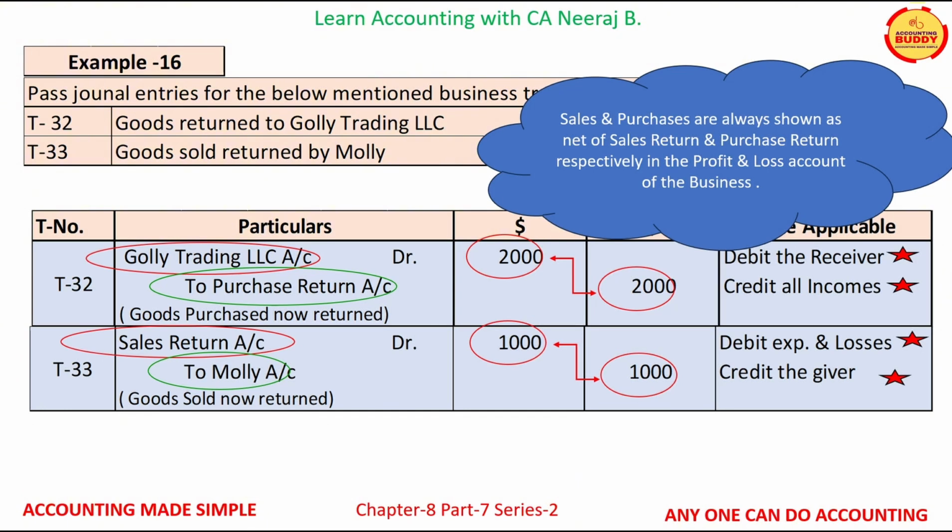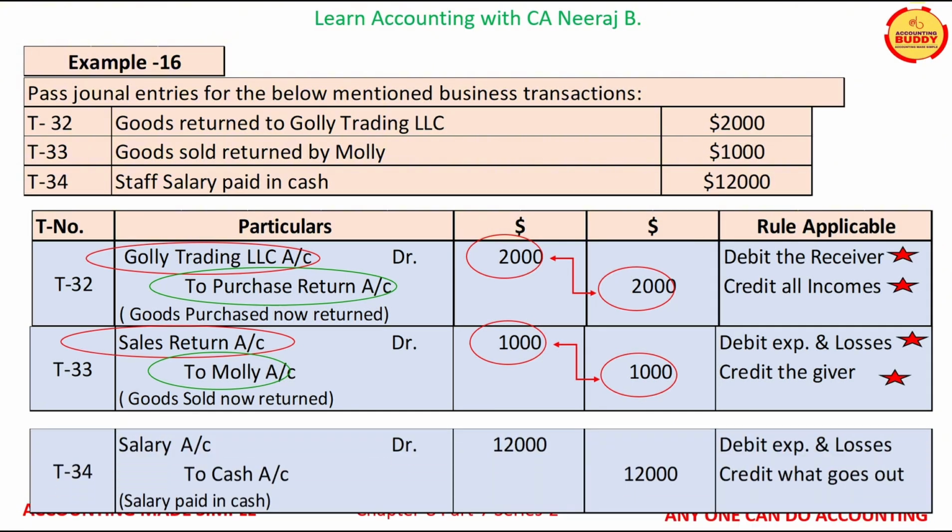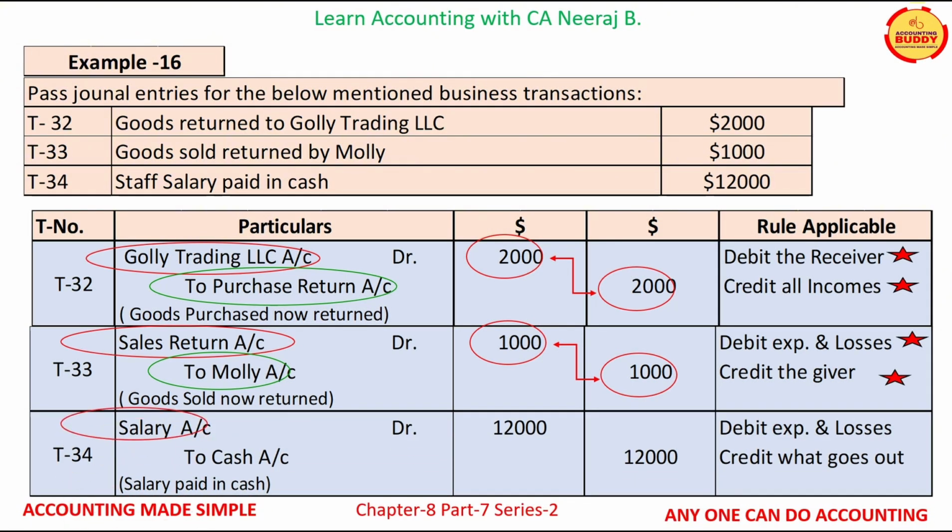Sales and purchase of business are always shown as net of sales return and purchase returns respectively in the profit and loss account. Transaction T34 is salary amounting to $12,000 paid in cash. The two accounts affected are salary account and cash account.